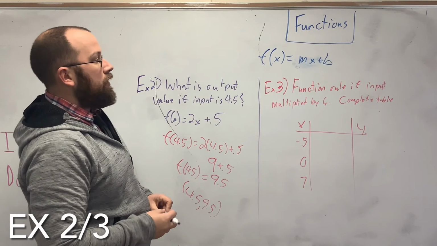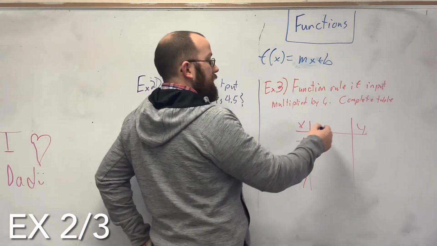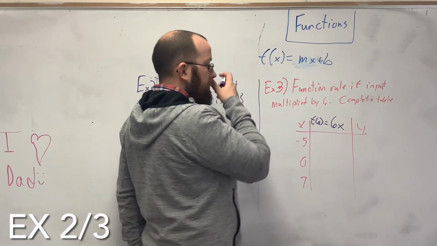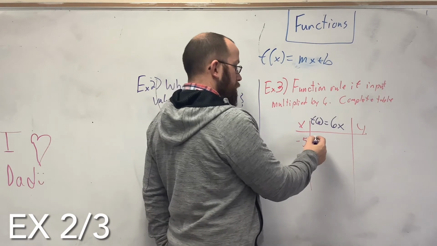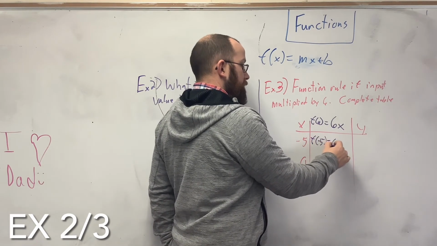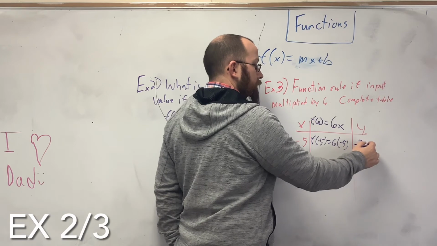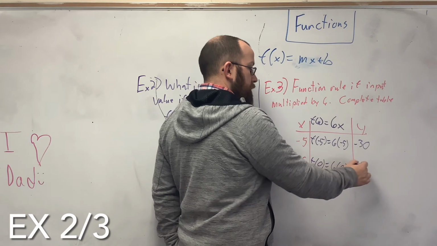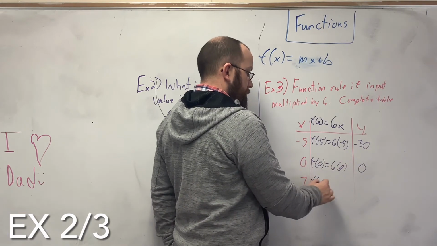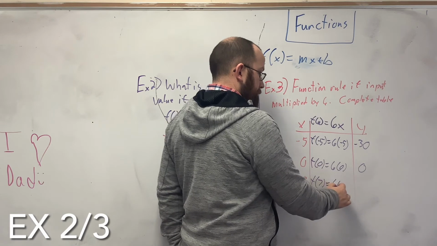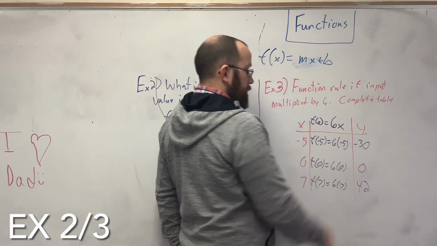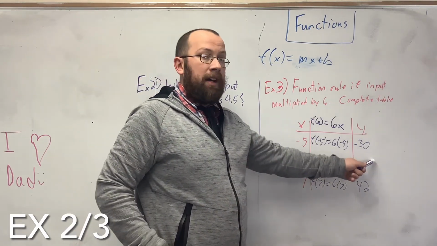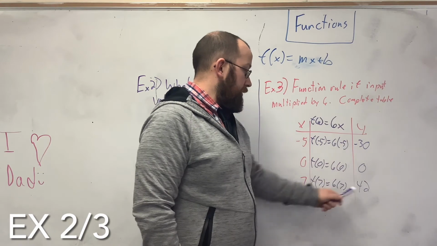All right, so a function rule: the output is the input multiplied by 6. Complete this table. So for -5, 6 times -5 is -30. For 0, if I'm going to input 0, 6 times 0 is 0. There you go. So every time I input -5, I get -30. Every time I plug in 0, I get 0.